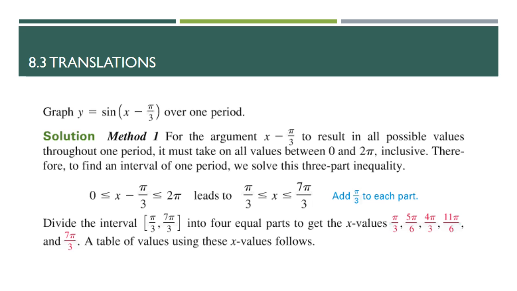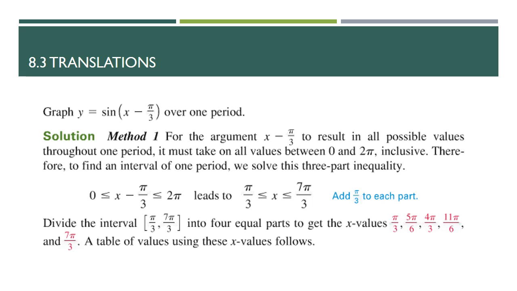All right, so one way of doing it is for the argument to result in all possible values through a period, it must take on all values between 0 and 2 pi inclusively. So we need to find an interval of 1 period. We're going to solve the inequality. So we say 0 is less than or equal to x minus pi over 3, which is less than or equal to 2 pi.